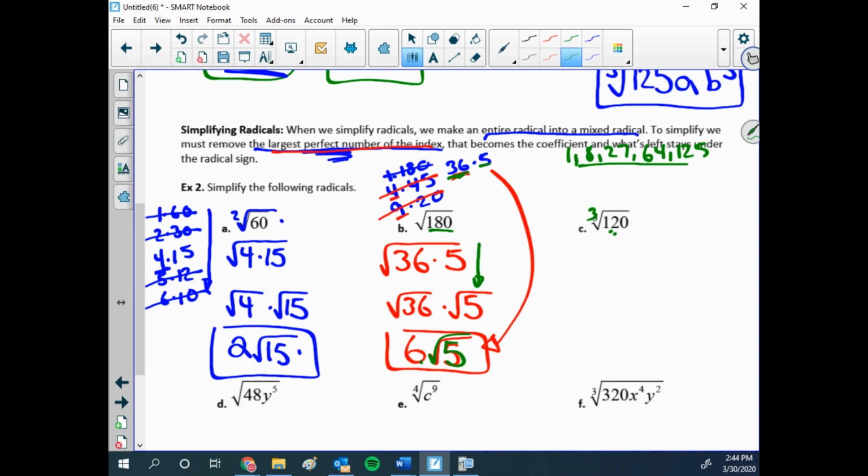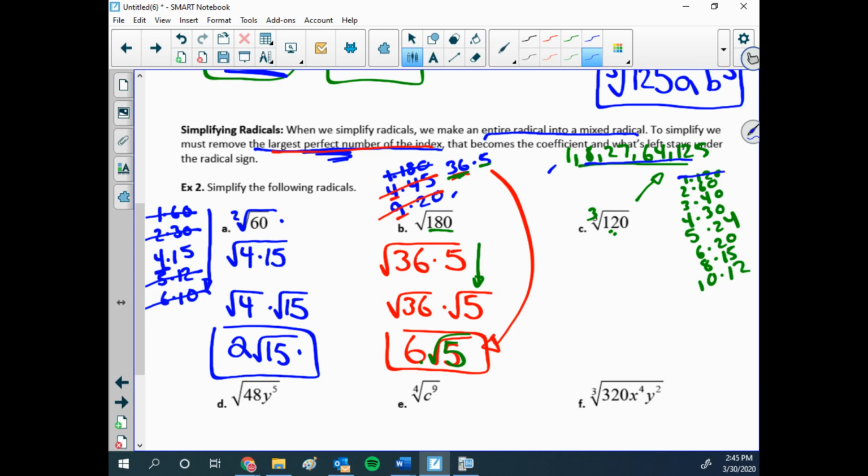So what I'll do, if you can't see off the top of my head which ones divide in, I could write out all the factors. So all the factors of 120: 1 times 120, 2 times 60, 3 times 40, 4 times 30, 5 times 24, 6 times 20, 8 times 15, and 10 times 12. A lot of factors. That's why it's easier if you just look for the perfect numbers of the index. But either way, I've got to go look for one of these numbers here.